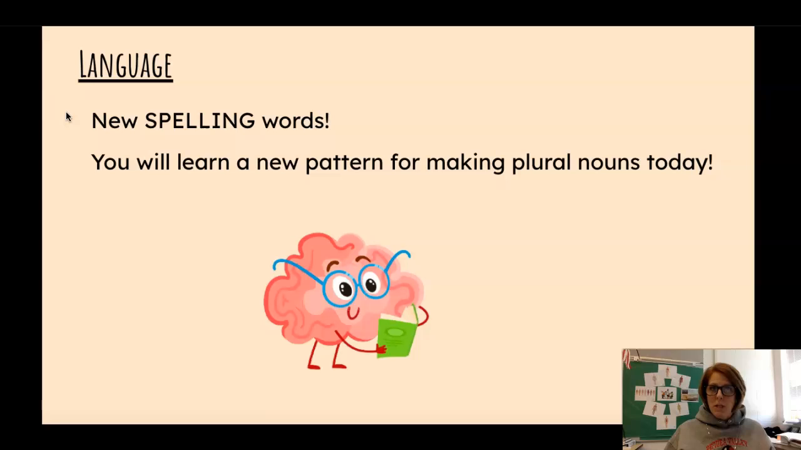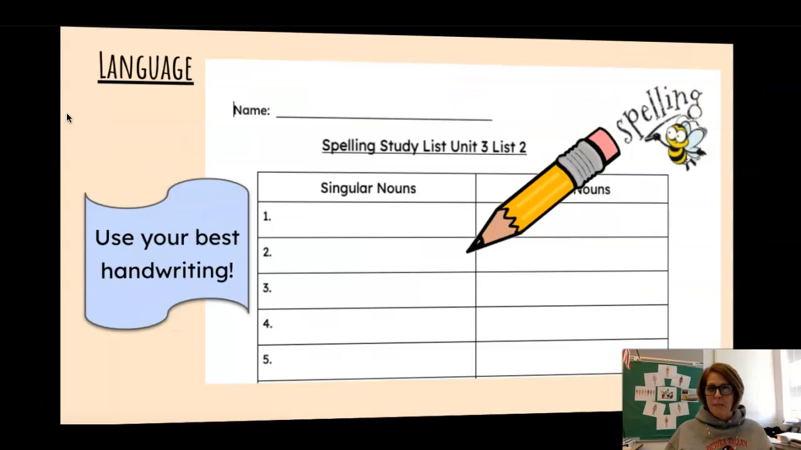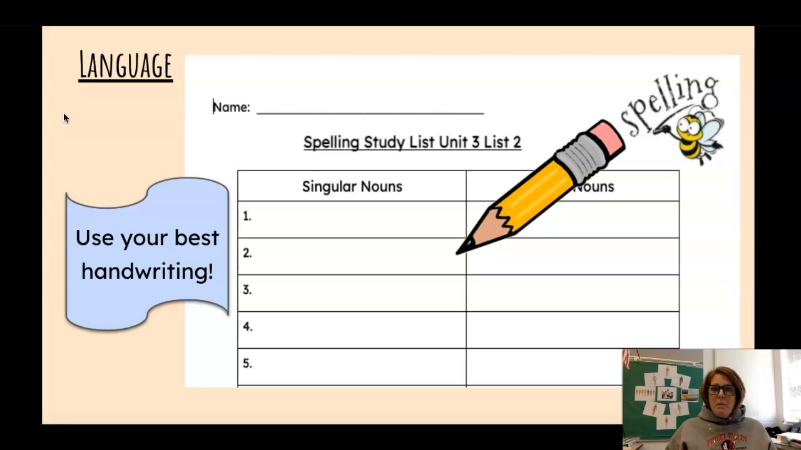New spelling words. We're going to learn a new pattern for making plural nouns. So remember, nouns are people, places, and things. So on your paper that looks like this, we're going to find out what our singular nouns are first.